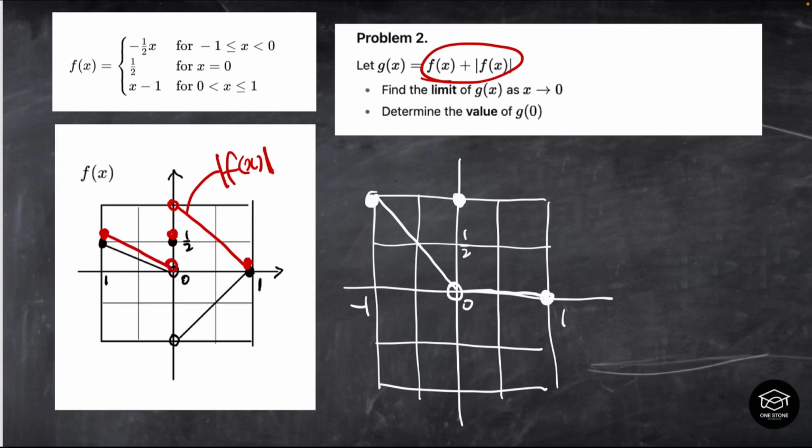Case 2, when x is greater than 0, f(x) equals x minus 1, which is non-positive. Its absolute value is 1 minus x. Adding them gives 0. The limit from the right is 0. Therefore, the two-sided limit is 0. At x equals 0, f(0) equals 1/2, and the absolute value is also 1/2. Adding them gives 1. Answer: the limit of g(x) as x approaches 0 is 0. g(0) equals 1.